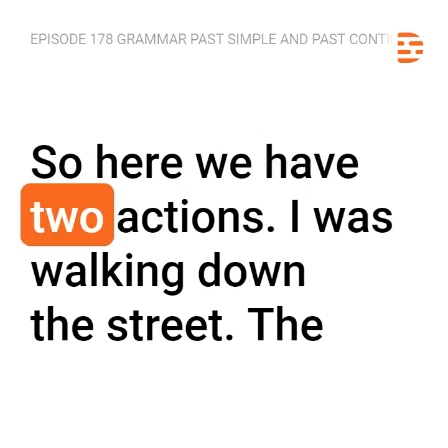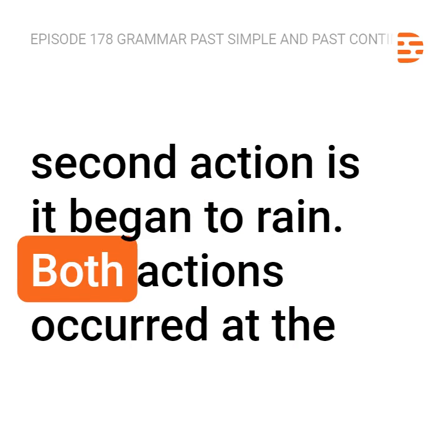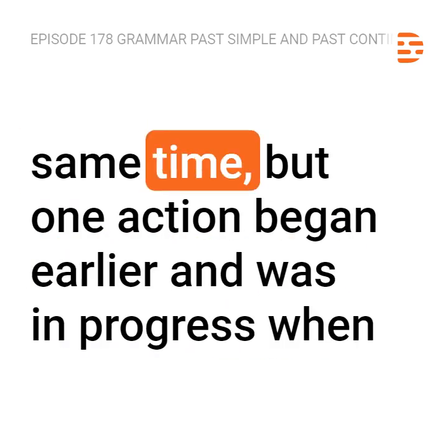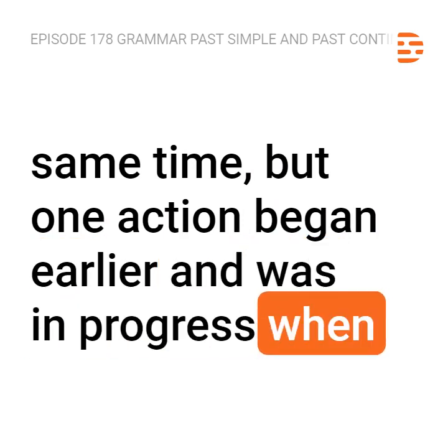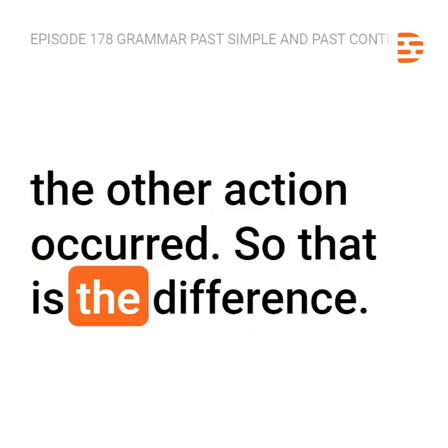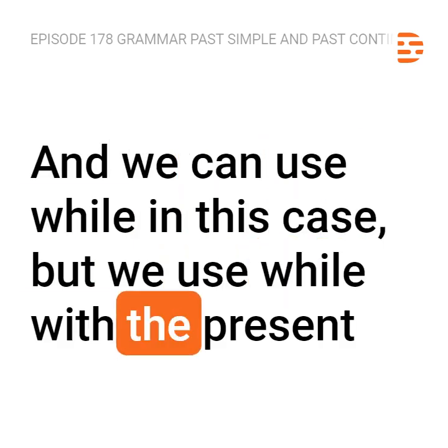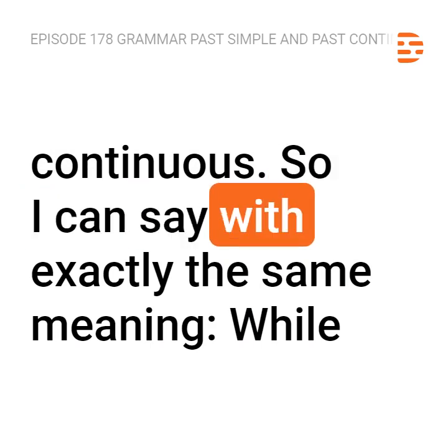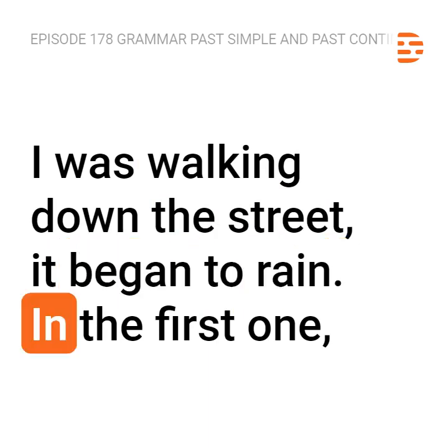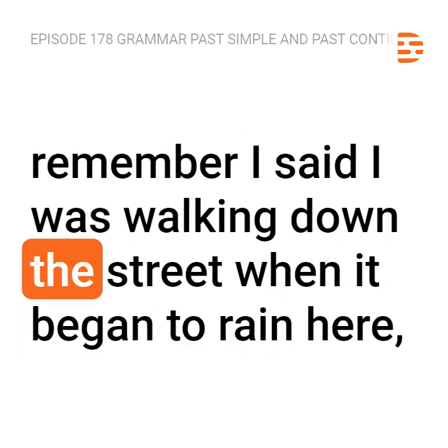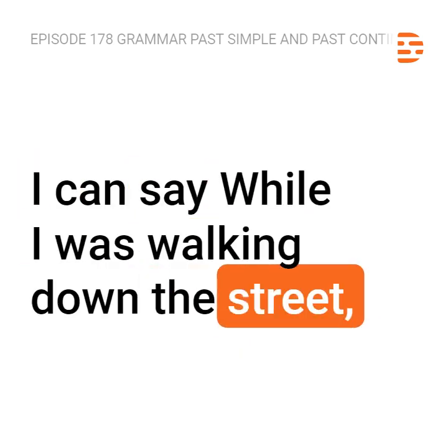So here we have two actions. I was walking down the street. The second action is it began to rain. Both actions occurred at the same time, but one action began earlier and was in progress when the other action occurred. So that is the difference. And we can use while in this case, but we use while with the past continuous, so I can say with exactly the same meaning, while I was walking down the street, it began to rain. In the first one, remember, I said I was walking down the street when it began to rain. Here, I can say, while I was walking down the street, it began to rain.